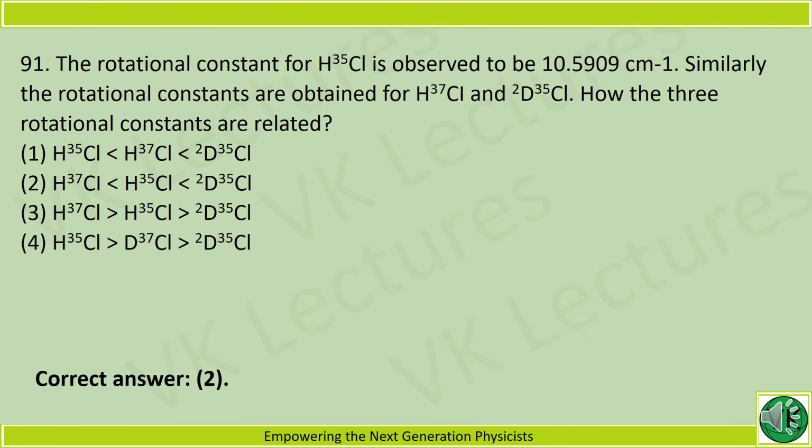The rotational constant for H35Cl is observed to be 10.5909 centimeter inverse. Similarly, the rotational constants are obtained for H37Cl and D35Cl. How are the three rotational constants related? The rotational constant B for H37Cl will be less than H35Cl and less than D35Cl. So option 2.